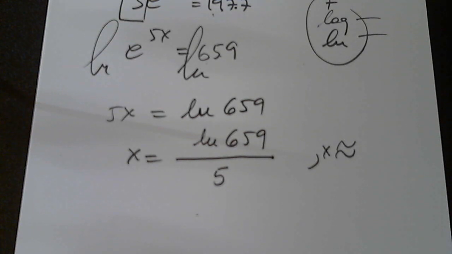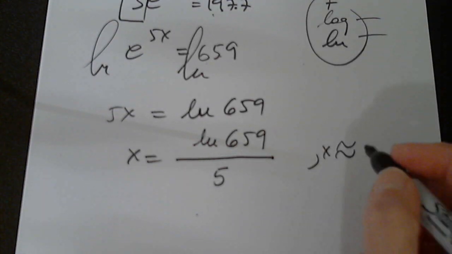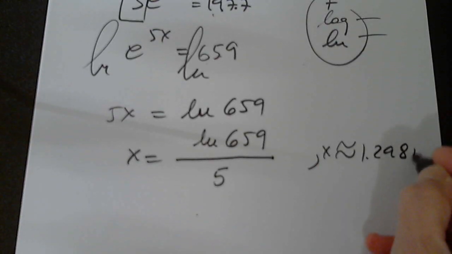So let's approximate natural log of 659, everything divided by 3. So clear, natural log 659, everything divided by 3. I'm sorry, I meant 5. And now I get 1.2981.